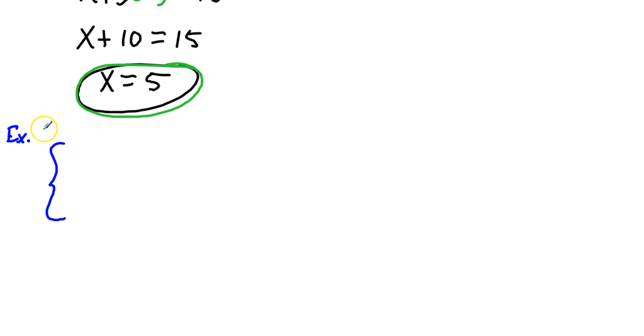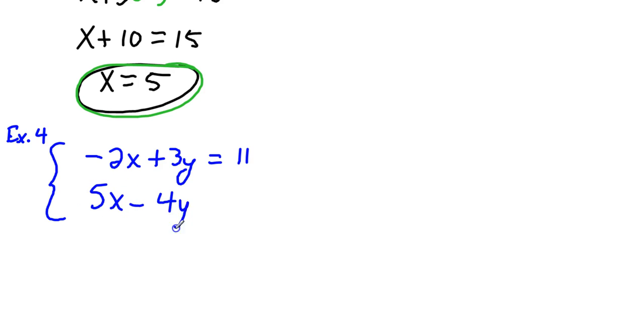Number 3? 4? Okay. So negative 2x plus 3y equals 11. And then we'll go with 5x minus 4y equals negative 10.